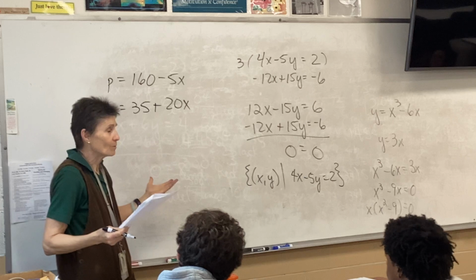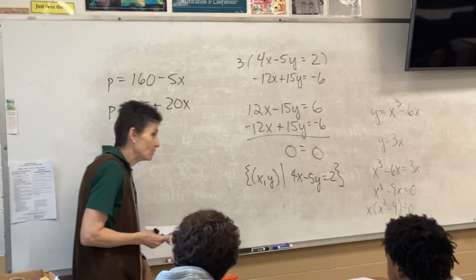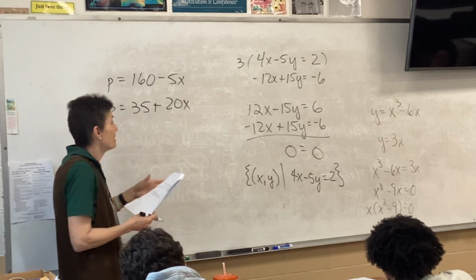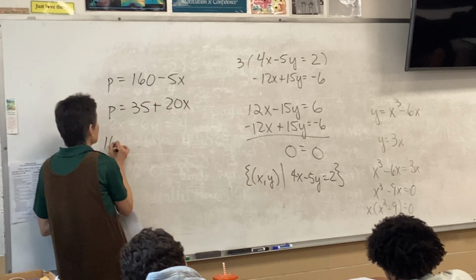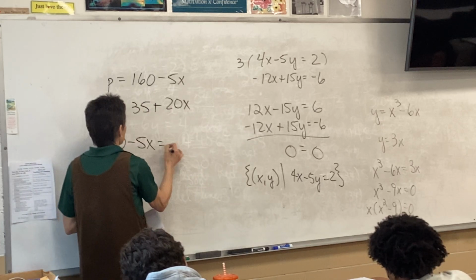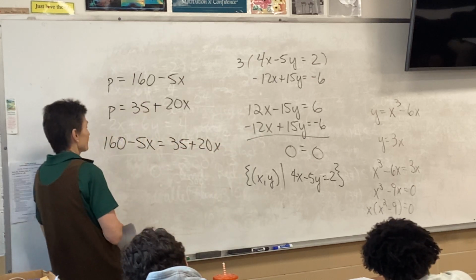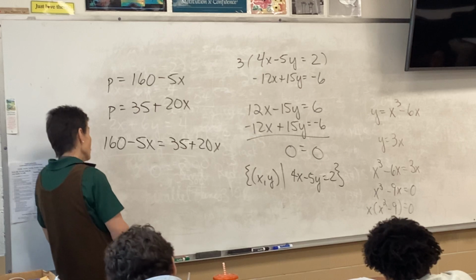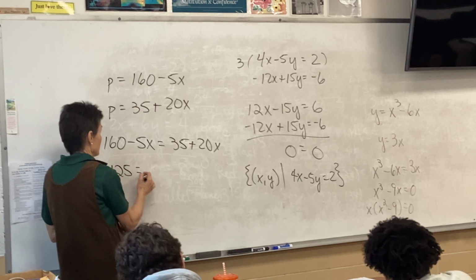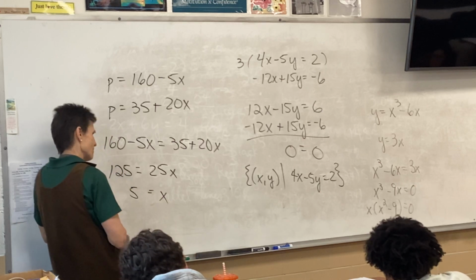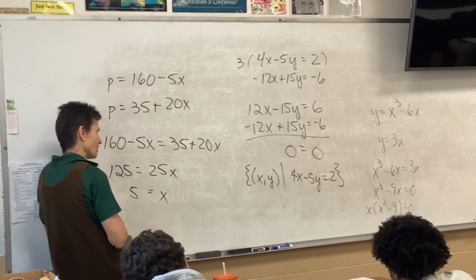So what are you gonna do? You're gonna set them equal to each other. You can solve this system however you want, but in this case, it would be easiest just to set them equal to each other. I think easiest for me anyway. I got x equals 5. Is that right?